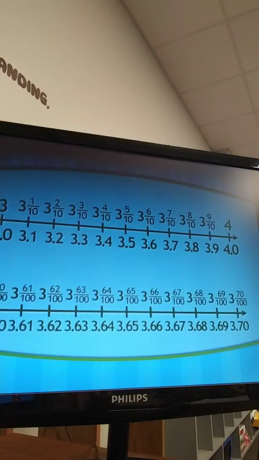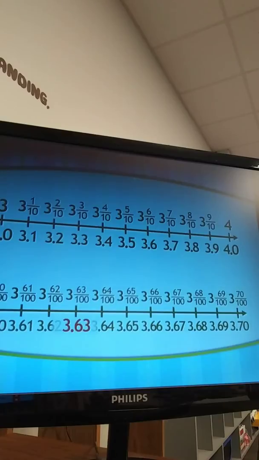Okay, a different sort of number line here. I'm going into the hundredths position. You can see how that's set up. This would be the numbers between 3 and 60 hundredths and 3 and 70 hundredths. These are little tiny pieces, really.